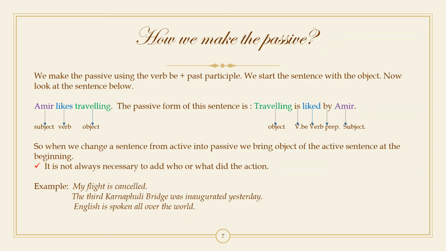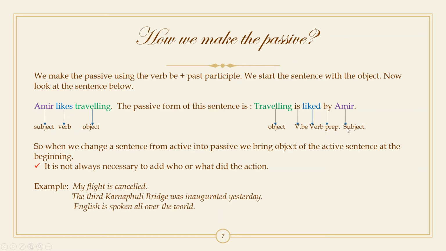So this is the structure, verb be plus past participle, and we start the sentence with the object. So whenever we change an active sentence into passive, the object of the active sentence will be the subject and it will be there at the beginning. Now look at the sentence below. Amir likes traveling. Amir is the subject, likes is the verb and traveling is the object.